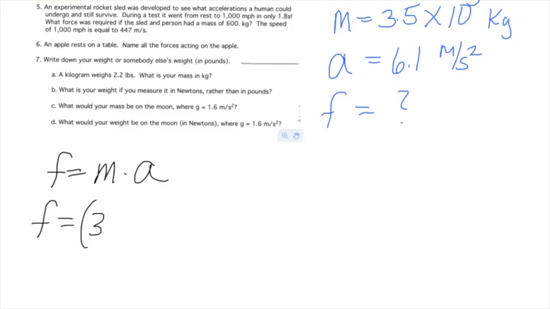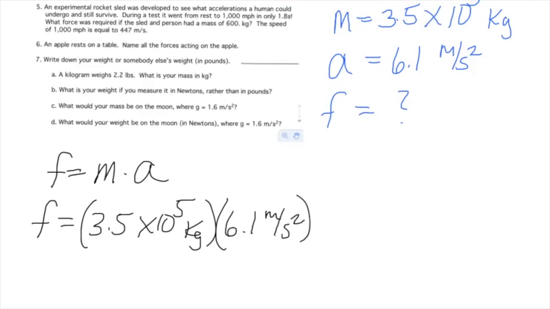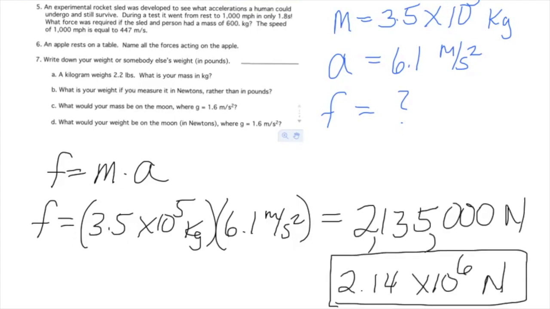Let's go ahead and plug in 3.5 times 10 to the 5th kilograms times an acceleration of 6.1 meters per second squared. Be careful how you plug this into your calculator. You want to make sure that you use parentheses when solving. So we end up with an answer of 2.14 times 10 to the 6th newtons.